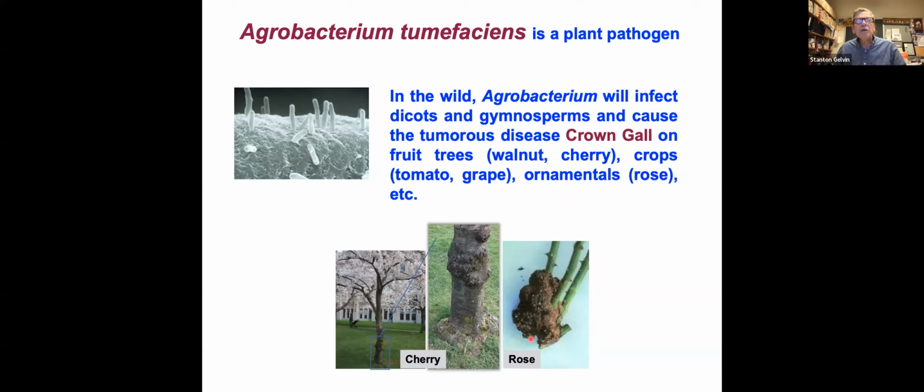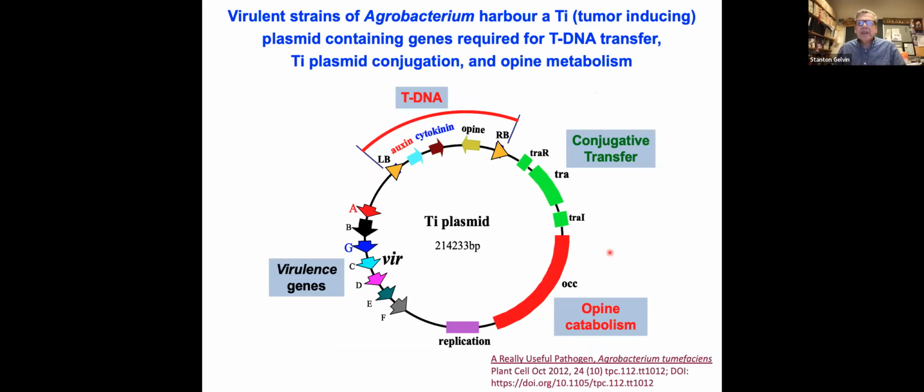Since these are soil microorganisms and they require a wound site for efficient infection, the most likely point of entry is on the crown of the plant or below the soil line on the roots. That's where you find most tumors. There are virulent and avirulent strains of Agrobacterium. Most strains you find in the soil are avirulent and do not cause tumors, but many strains are virulent because they harbor a plasmid called the Ti, or tumor-inducing, plasmid.